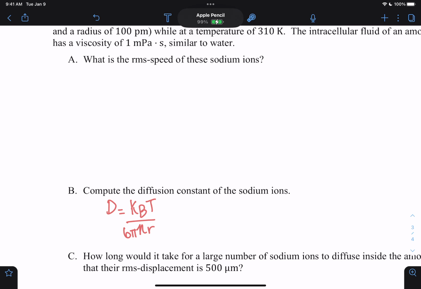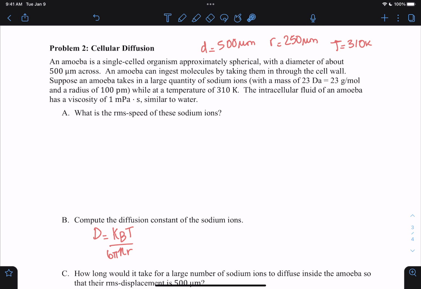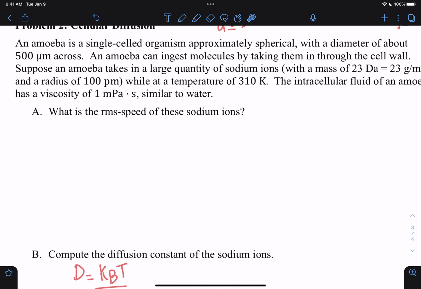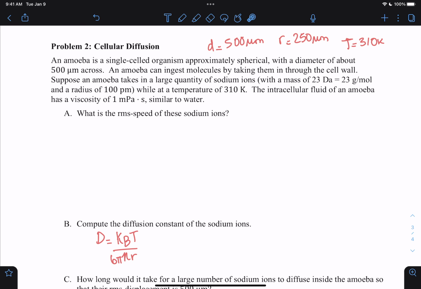And that's the radius not of the amoeba itself, right? Because we're looking at the radius of the particle that's moving, that's doing the motion itself, that's diffusing, which are the sodium ions, and they have a radius of 100 picometers. So you don't use this radius or this radius here, right? You use the radius of the particles that are diffusing. So be careful not to make that mistake.